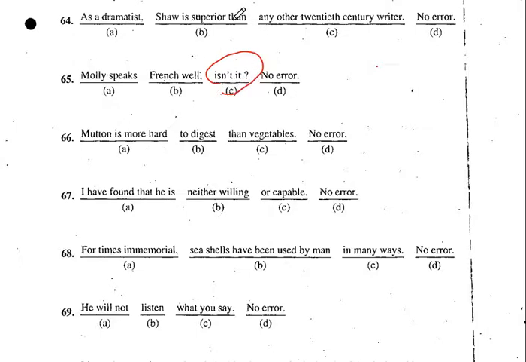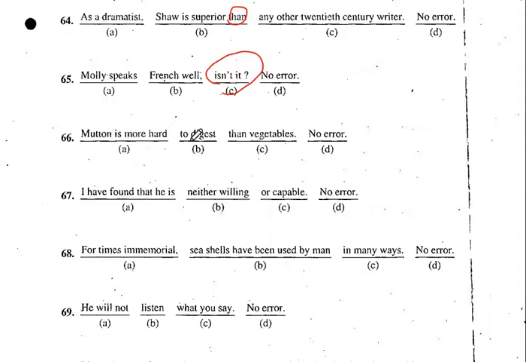So in the case of the first one, the error is in superior to. There is an error here. So "to" should come there. As a dramatist, Shaw is superior to any other 20th century writer. Here, Molly speaks French well, doesn't she? So doesn't she will be the answer here. Now, let's go to the next one.